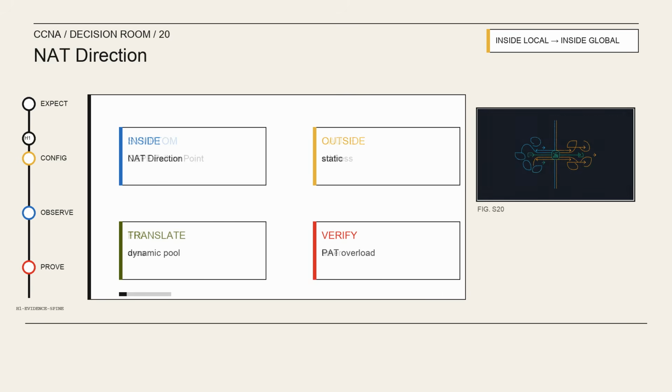NAT questions become simpler when you label direction and evidence. Mark inside local, inside global, inside and outside interfaces, the matching condition, and the traffic that should create a translation. Then check show ip nat translations and show ip nat statistics. A rule that looks correct can still fail when interfaces lack the inside or outside role, the match is wrong, or no traffic has triggered state.